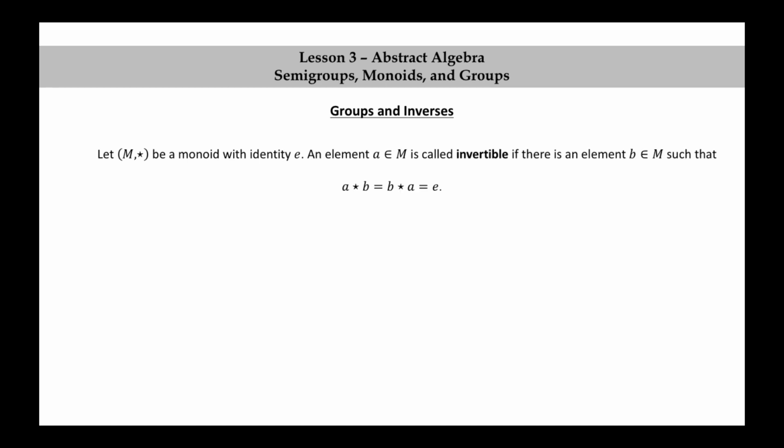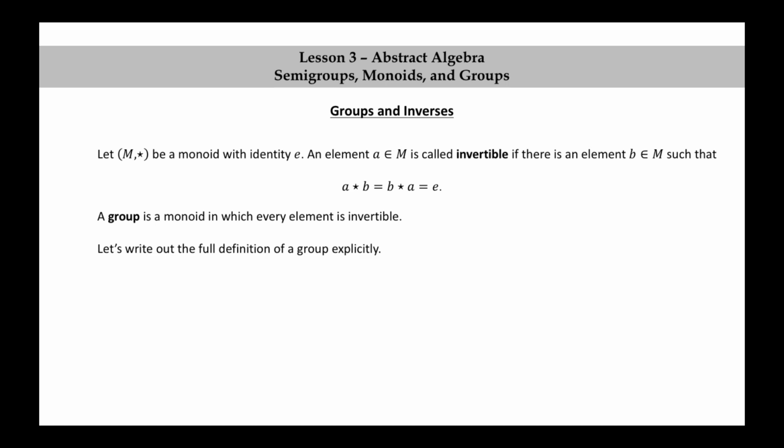Groups and inverses. Let (M, *) be a monoid with identity e. An element a in M is called invertible if there is an element b in M such that a * b and b * a are both equal to e. A group is a monoid in which every element is invertible.